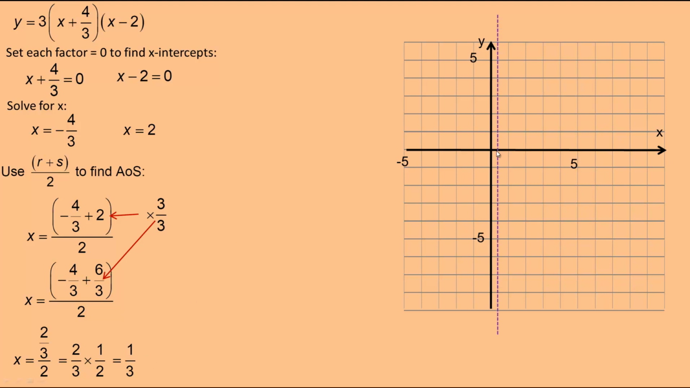So now 1/3, see, here's 0, here's 1. So it's 1/3 of the way across. That would be 1/3, this would be 2/3, and that would be 3/3 or 1. So there's the axis of symmetry. The vertex is on that somewhere. We need to find the y-coordinate of the vertex.